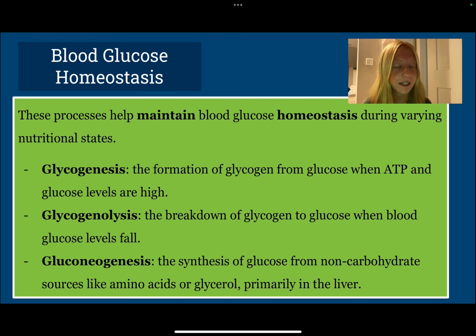Blood glucose homeostasis. These processes help maintain blood glucose homeostasis during varying nutritional states. Glycogenesis is the formation of glycogen from glucose when ATP and glucose are at high levels. Glycogenolysis is the breakdown of glycogen to glucose when blood glucose levels fall. And gluconeogenesis is the synthesis of glucose from a non-carbohydrate source, like an amino acid or glycerol, primarily in the liver.